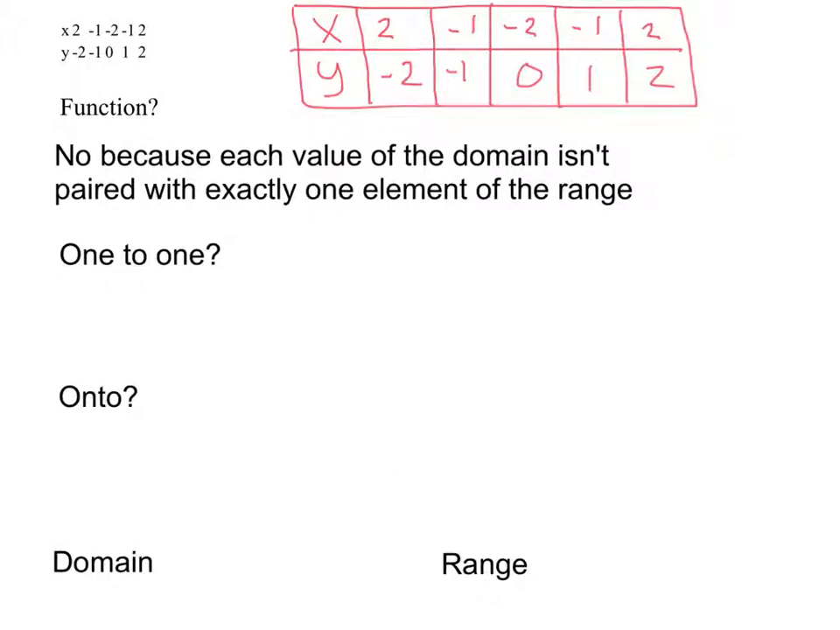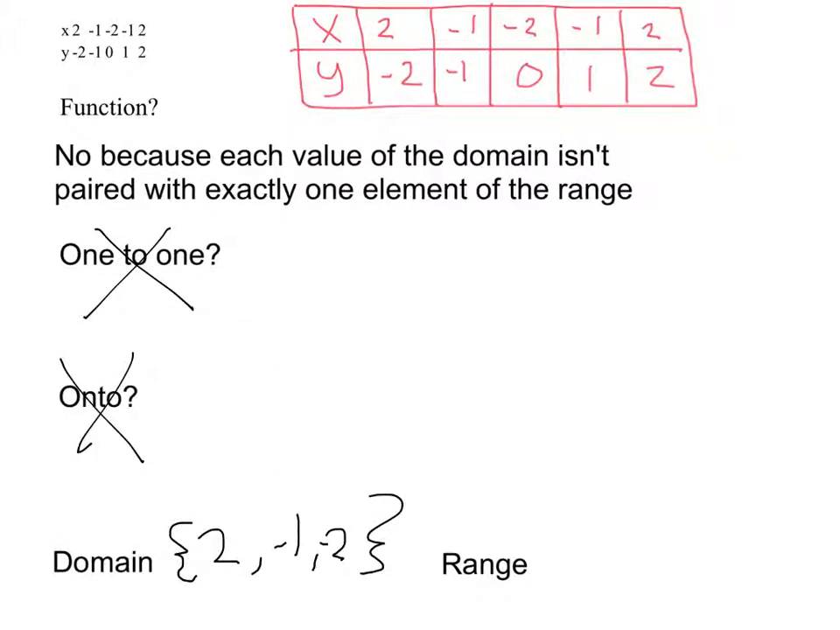And then, since we went ahead and said that this is not a function, we don't need to do one-to-one, and we also don't need to worry about onto. I do want us to talk about the domain and range. So for the domain, remember we're talking about the x values. We're going to have 2, -1, -2, and then our other 2 x values are -1 and 2, and we've already written those, so we don't have to repeat. We're going to go ahead and close that up.